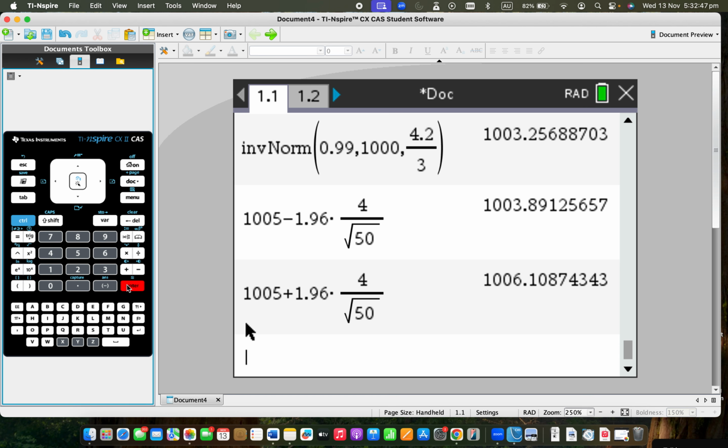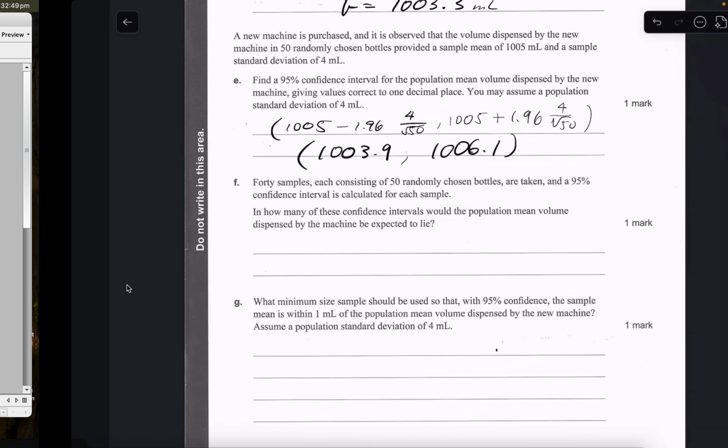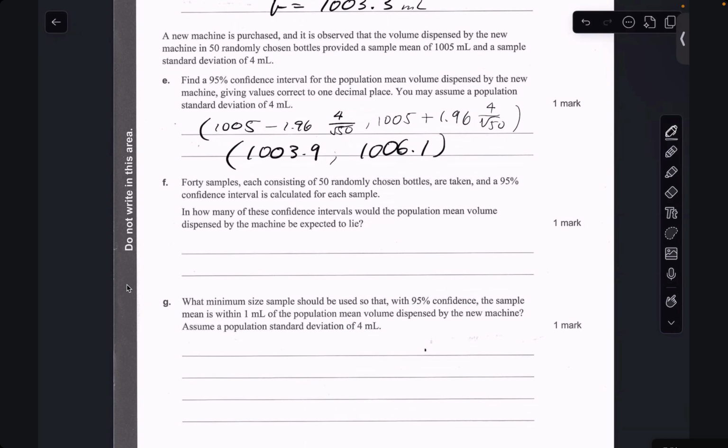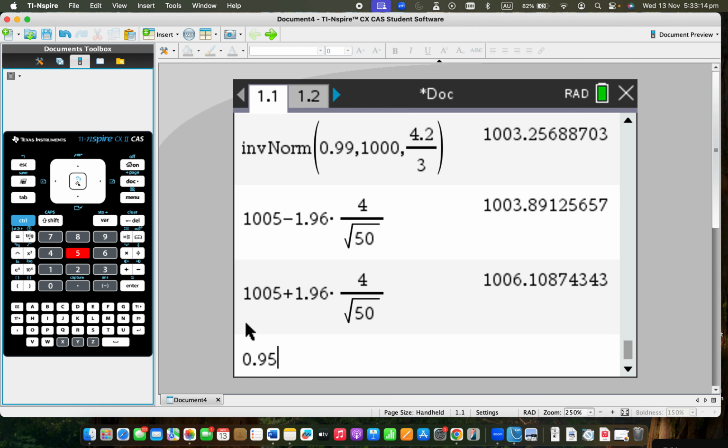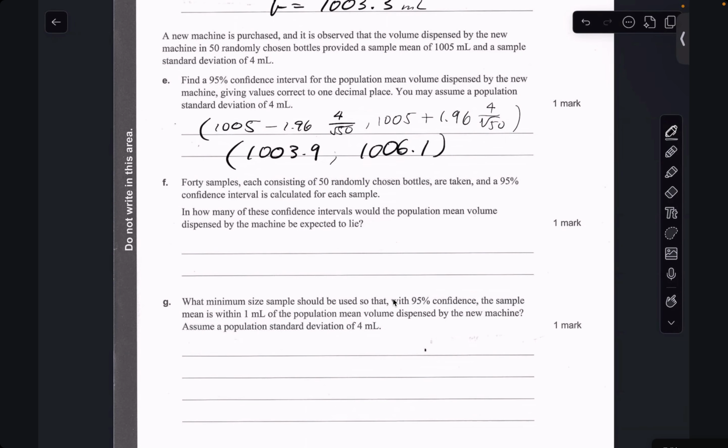40 samples, each consisting of 50 randomly chosen bottles, are taken, and a 95% confidence interval is calculated for each sample. In how many of these confidence intervals will the population mean volume dispensed be included? So it should be in 95% of them, right? So what's 95% of 40? So 38.